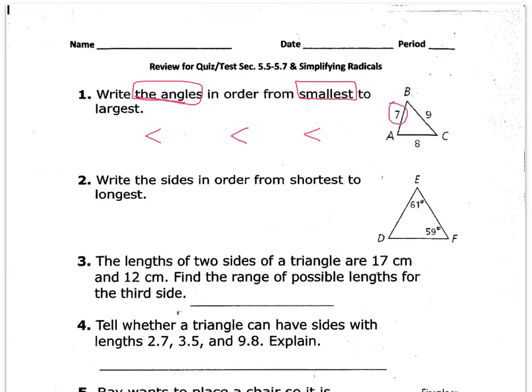7. When you have the 7, across from the 7, that would be the smallest angle. So it's angle C should be the smallest. Then which is the biggest, the longest of the 3 sides? 9. Where the 9 is, that's right. So then across from the 9, that's the largest angle. So angle A would be the last one. So B should be the middle size angle. And that's the answer.